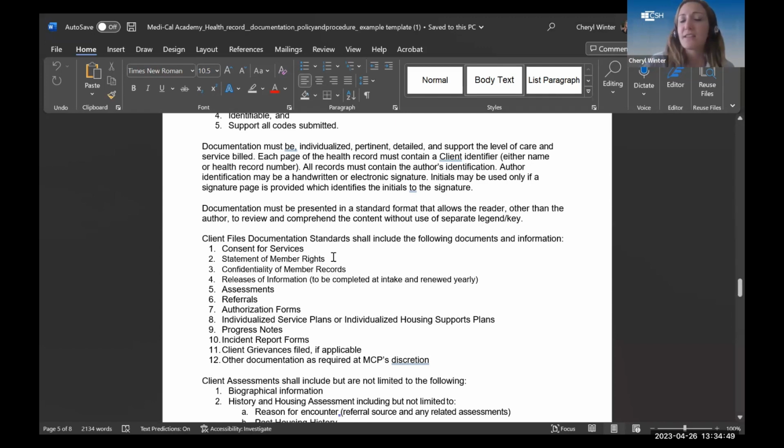So here, this policy is going to be reviewed and applied by anyone that is providing services that are handling client files. This could be an electronic file, it could be a paper file, but it should include these elements within it. So the assessment, the referral and authorization form, and if there are any incidents that happened or client grievances filed, those also go in the file. Then when you are doing your quality assurance, you'll want to make sure that it's also saying that you are verifying that client files include the necessary documents and information as written in your documentation policy number XYZ.